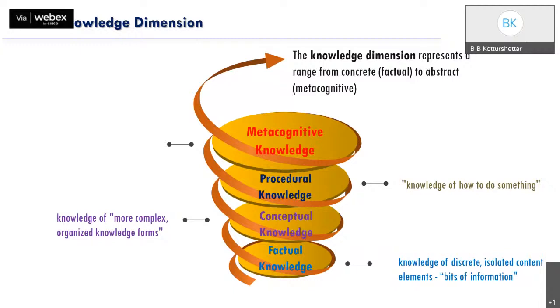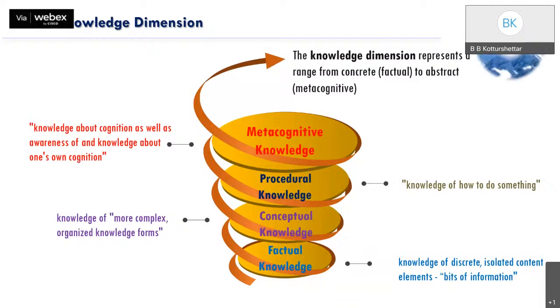The procedural knowledge, as the name suggests, it is knowledge of how to do something. So step by step way of doing something. It is a procedural knowledge. And lastly, and most importantly, that is metacognitive knowledge. It is knowledge about cognition or knowledge about knowledge. Okay. Or it is awareness of or knowledge about one's own cognition.